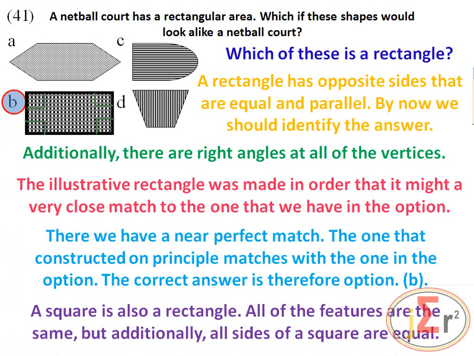A square is also a rectangle. All of the features are the same, but additionally, all sides of a square are equal. So a square is similar to a rectangle. As a matter of fact, a square is a rectangle with all sides equal, but a rectangle is not necessarily a square.